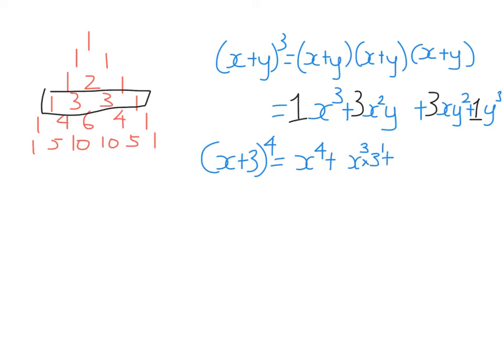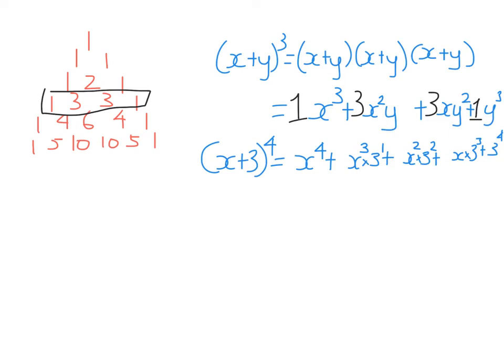For the next term, I decrease the power of x, so it'll now be x squared, and I increase the power of 3 by 1. Then for the next term, I decrease the power of x by 1 and increase the power of 3. And finally, the last term will be 3 to the power of 4. So that's what the expansion will look like. It'll have 5 terms that look like this.